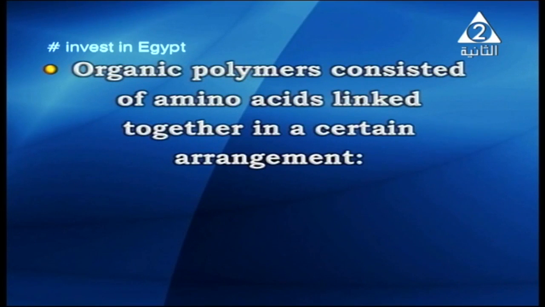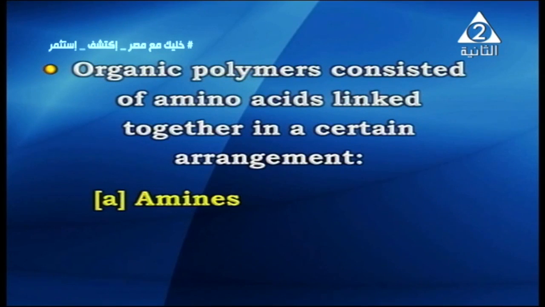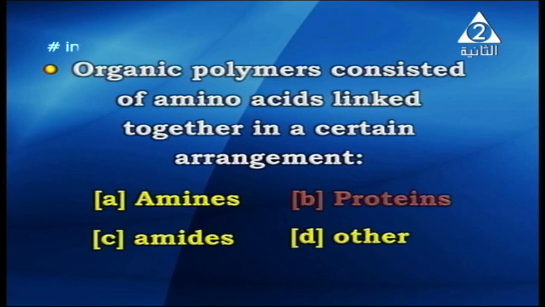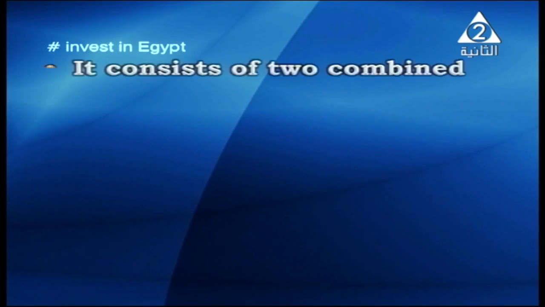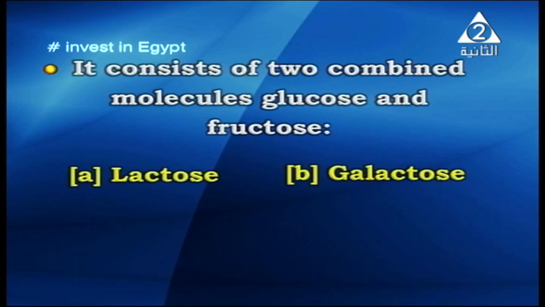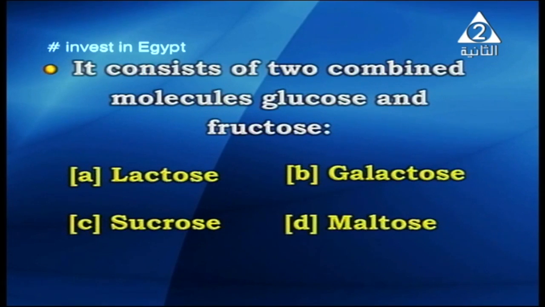Next point, which organic polymer is considered a form of amino acids linked together in a certain arrangement? Is it amines, proteins, amides, other? If you think about it, it will be protein. Next point, it consists of two combined molecules, glucose and fructose: lactose, galactose, sucrose, maltose. If you think about it, it will be sucrose.